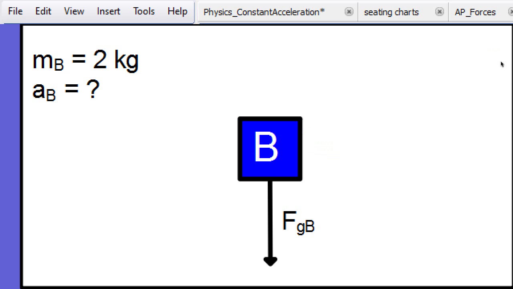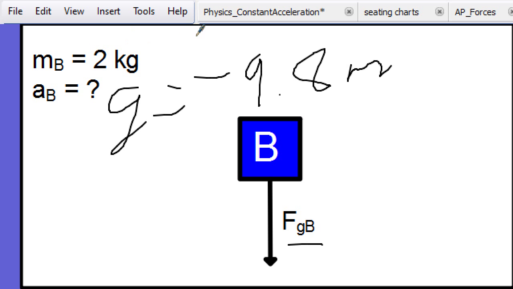Well, what if it's vertical? Oh no, I don't know the force. I'm going to have to find it. Well, actually, no you don't. Because look at the block. What's the only force on it? The force of gravity on block B. Well, we know what the acceleration of that is. It's g. It's negative 9.8 meters per second squared. We didn't have to do any math to do that one.